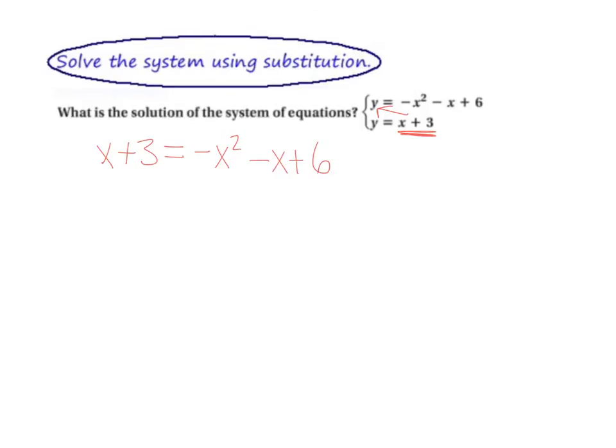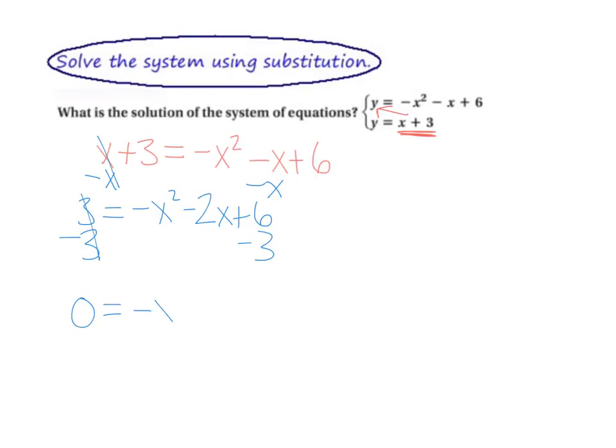So we want to try and get everything on one side. I'm going to start by subtracting the x. So I end up with 3 equals negative x squared minus 2x plus 6. And then I'm going to subtract the 3 to move that over as well. So I end up with 0 equals negative x squared minus 2x plus 3. So now I have a quadratic equation set equal to 0.